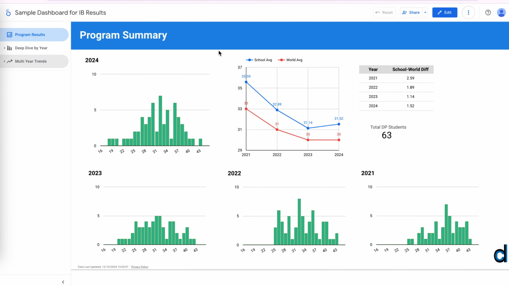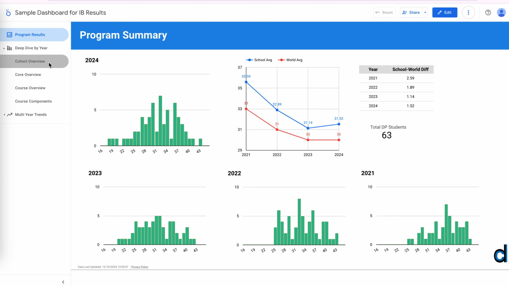So here our first page is the program summary. This just has the distribution of your results over multiple years. This has a 4-year trend, but you can see how the data has been distributed, and if you hover over it, you can get specific values as well. It also gives you a comparison of your school average to the world average and what the differences of those are year over year. Then over here on the left, we've got the deep dive by year.